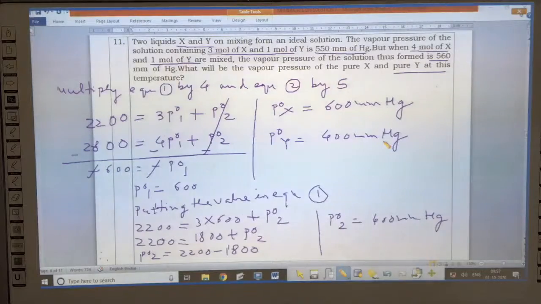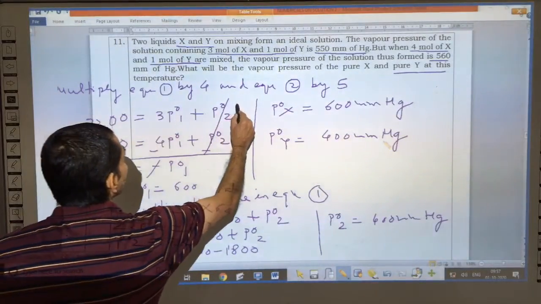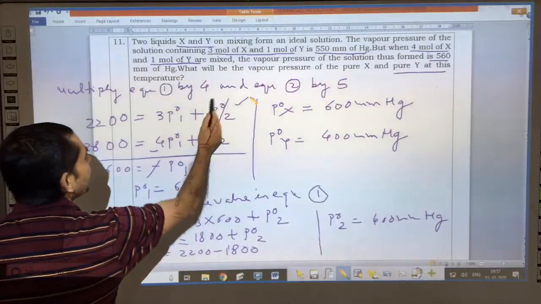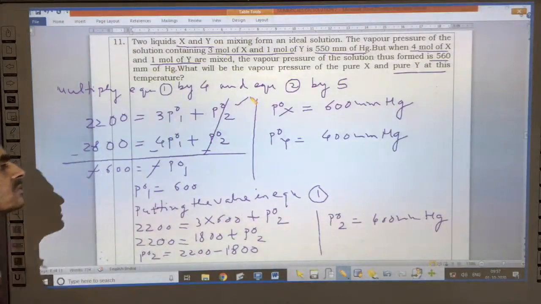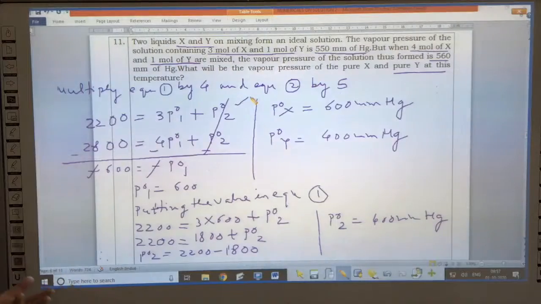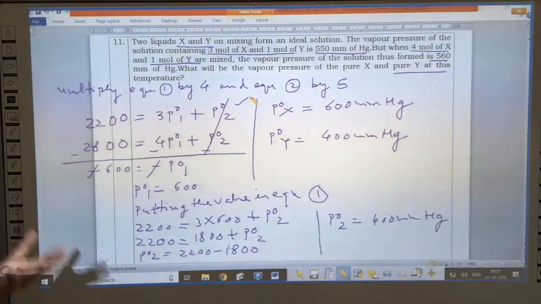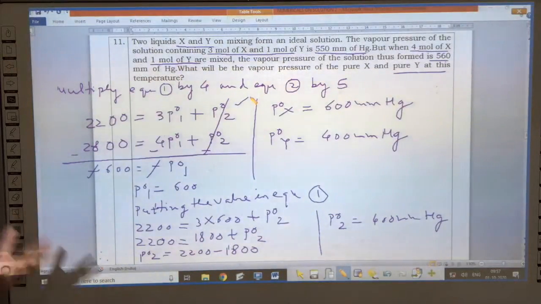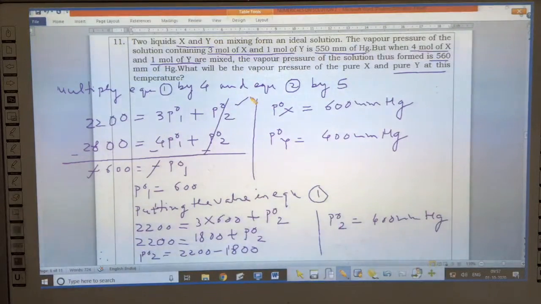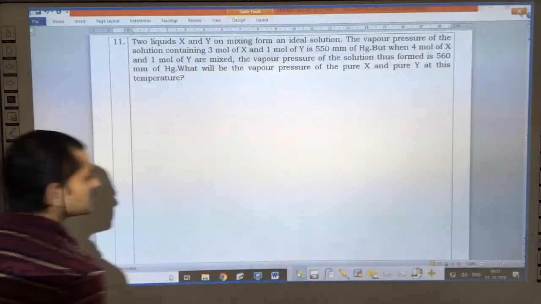Clear? Now this numerical should be clear to you. That's why we are doing a numerical of solutions. Understood? We have put the value of P01 in this equation, and from here we will get the value of P02. What was P02? It was pure vapor pressure for component Y. P01 was vapor pressure of component X. Understood? Now let us move on to our next numerical, numerical number 12.